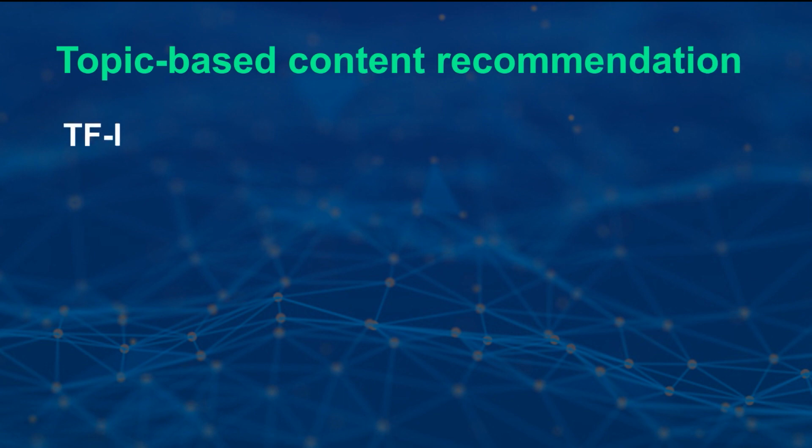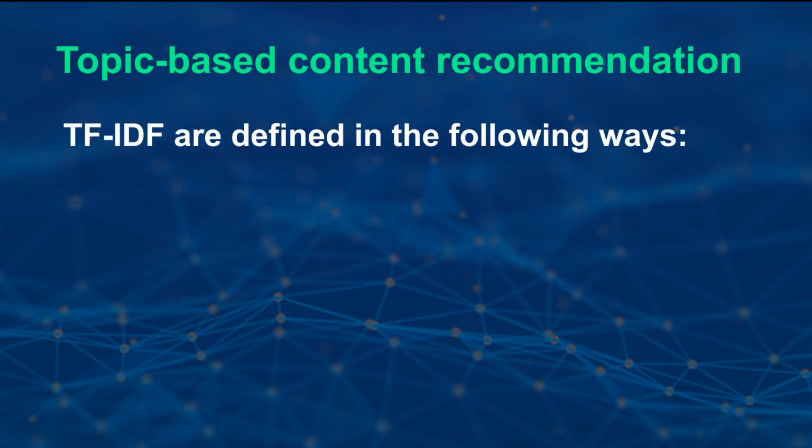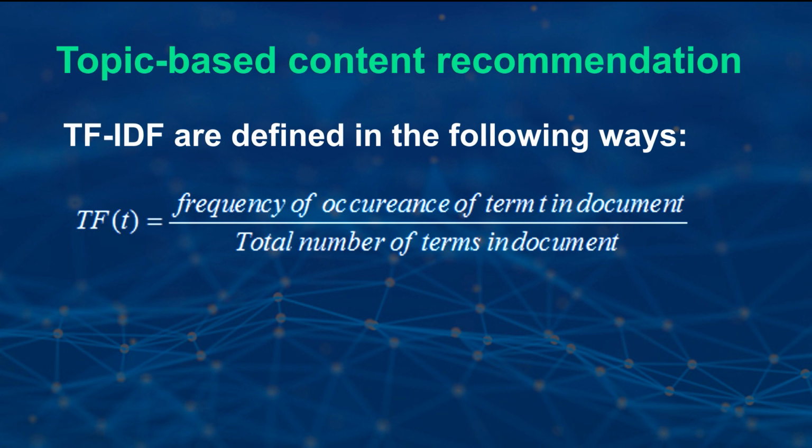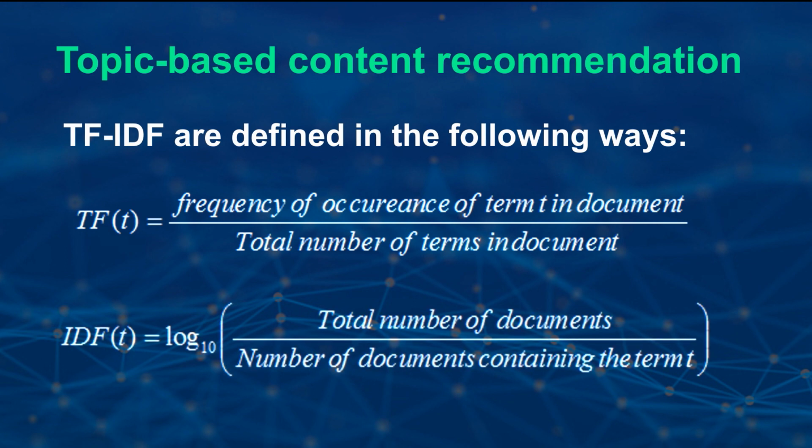TF, IDF are defined in the following way. TF-T is equal to frequency of occurrence of term T in document divided by total number of terms in the document, and IDF-T is equal to log to the base 10 of total number of documents divided by number of documents containing the term. The TF-IDF pair indicates the importance of a term in a document with respect to a document corpus.